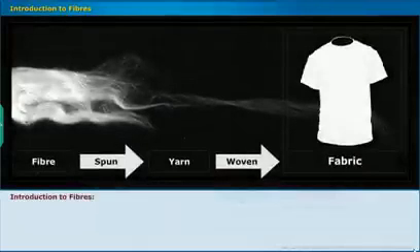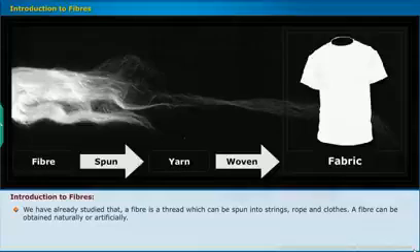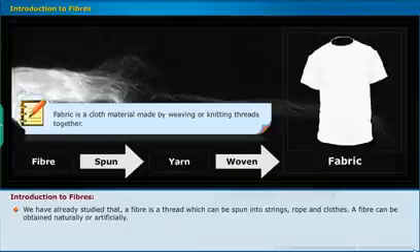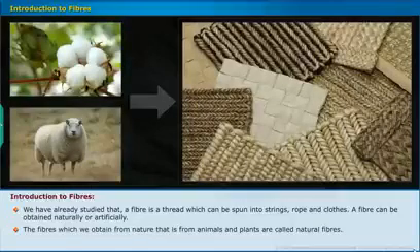Introduction to fibers. We have already studied that a fiber is a thread which can be spun into strings, rope, and cloths. A fiber can be obtained naturally or artificially. Note: fabric is a cloth material made by weaving or knitting threads together. The fibers which we obtain from nature, that is from animals and plants, are called natural fibers.